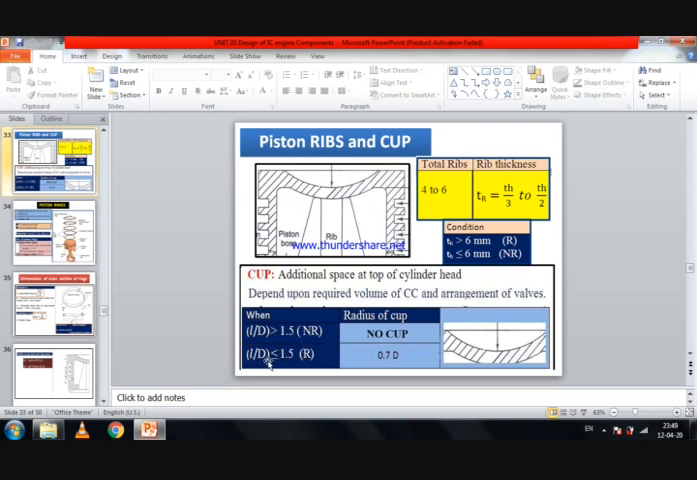If the L by D ratio is less than or equal to 1.5, then a cup is required, and here you can see this is the radius of the cup. The radius of the cup is given by 0.7 D, where D means the bore diameter of the cylinder.